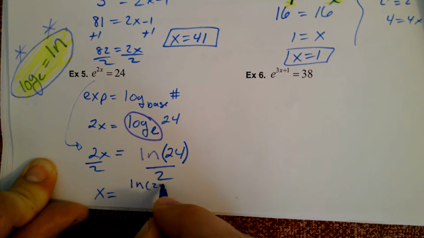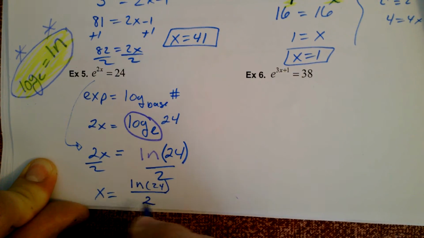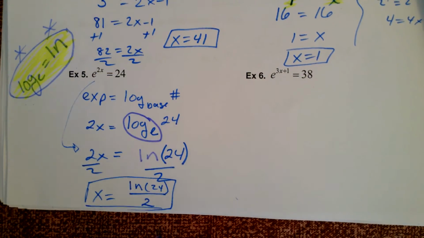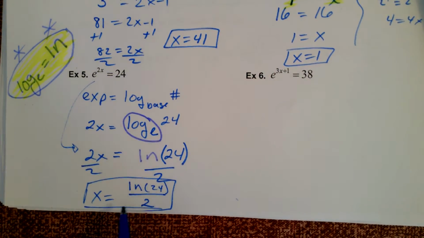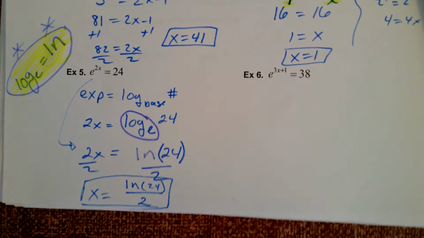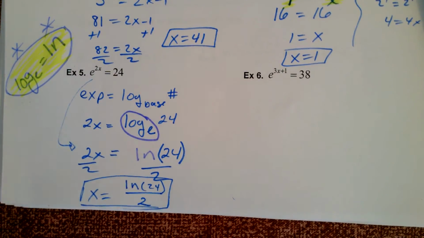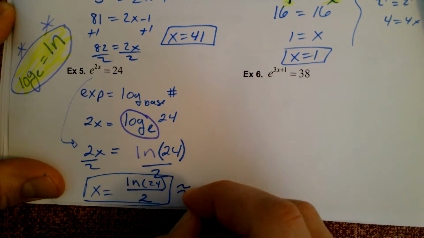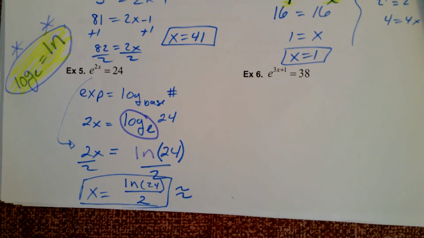When in doubt, do not simplify it. Just leave it like this, the natural log of 24, all divided by 2. This is the exact value. So if my math lab is asking, what's the exact value? That's this. If they want the approximate value, we should be able to plug that into our calculator.